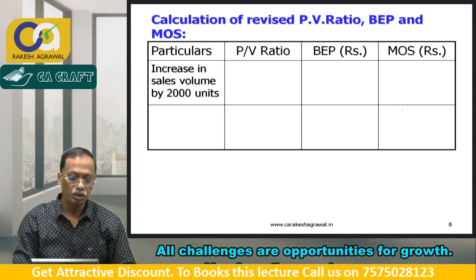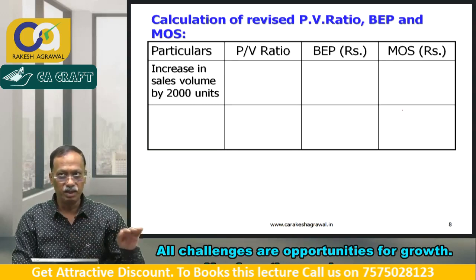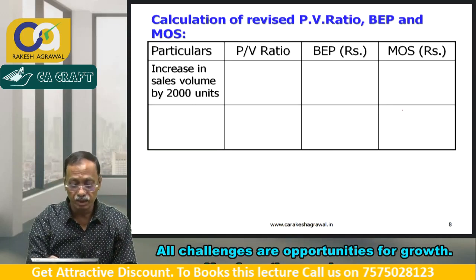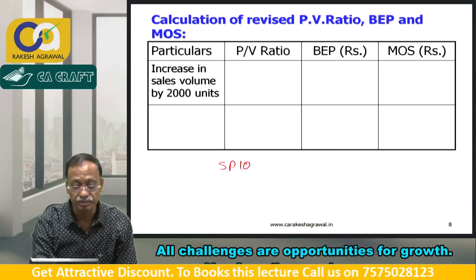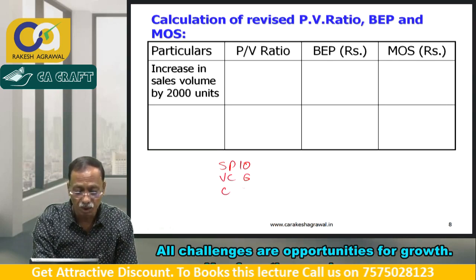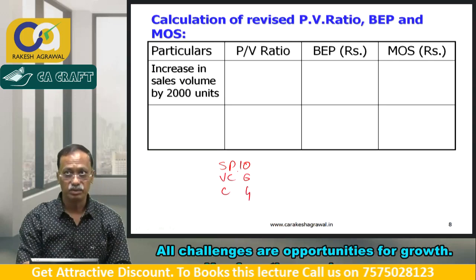Increase in sales volume by 2,000 units. Rest everything will remain same. Rest everything will remain same means your sales price will remain same. Don't change it. Your variable cost will remain same. Your contribution will remain same.